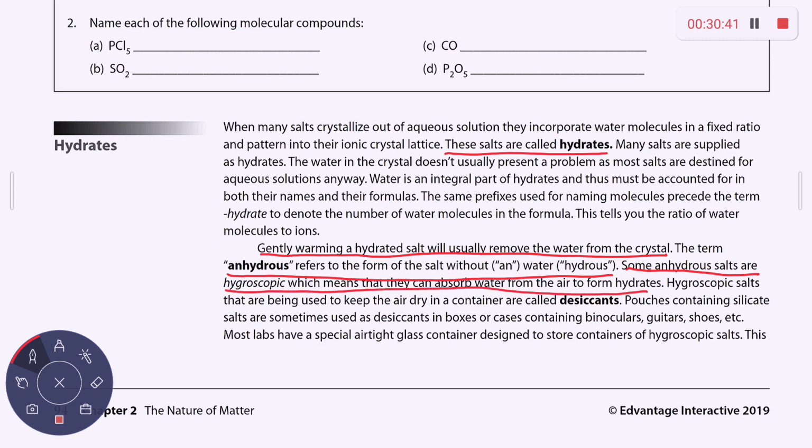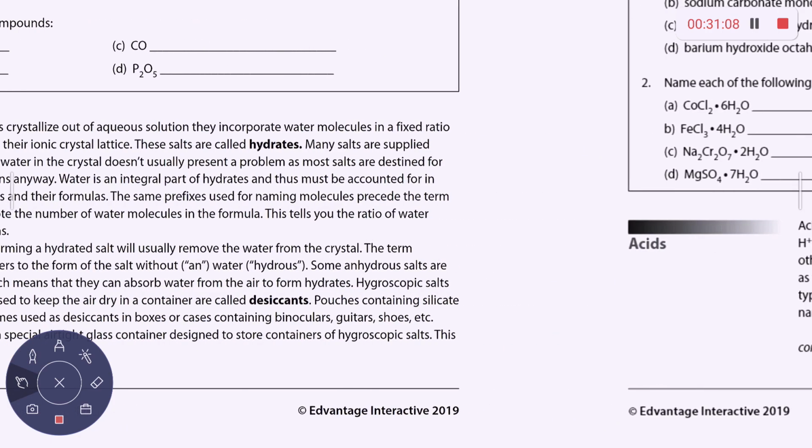So when you buy a new pair of shoes, you probably have a little bag of salt in your shoebox. That is something that's just going to absorb any water in the air to keep your shoes dry. This is called a desiccant. If you're working in a lab, we have a container that keeps salt in it that absorbs water, and that is called a desiccator.